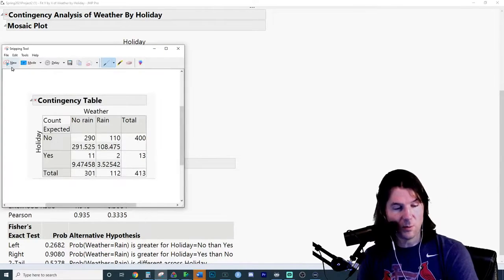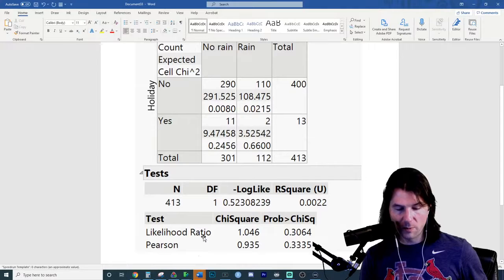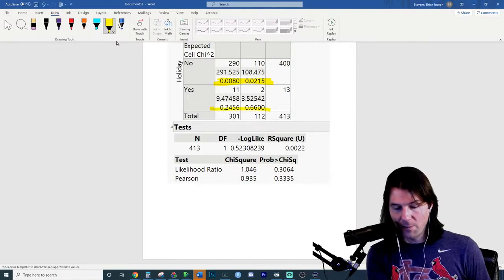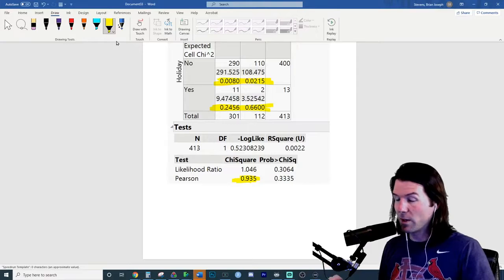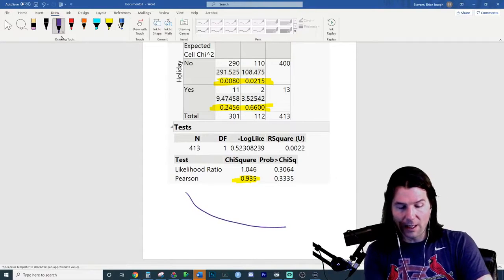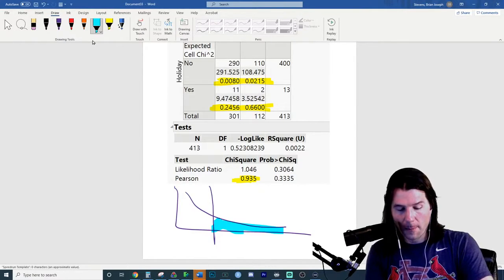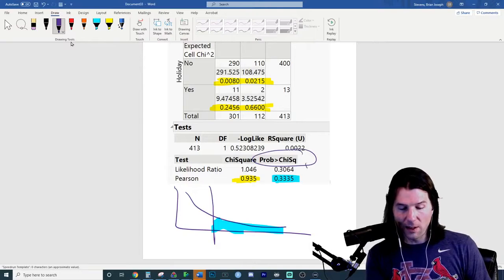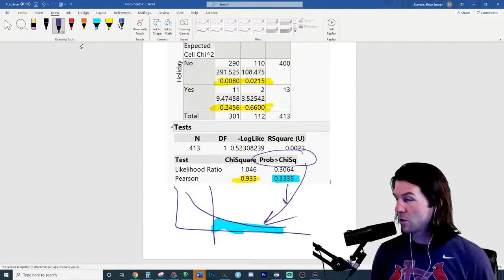When we look at this result, it's important to know that with your cell chi-squareds, you take all of them and add them up. If you add up all these numbers, you get the following number right here. But we then need to take this chi-squared and plot it on the chi-squared distribution, and it would look something like this, where we have 33.35% shaded. That is the p-value. This right here is the p-value, which is the area shaded on the curve, with a chi-squared with 1 degree of freedom.